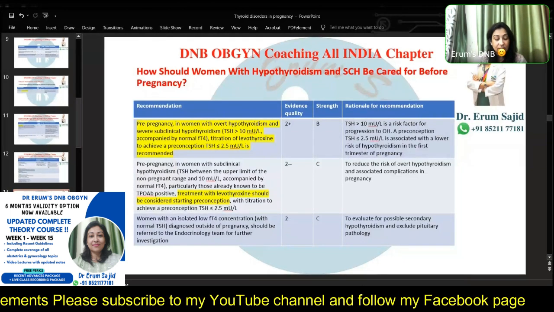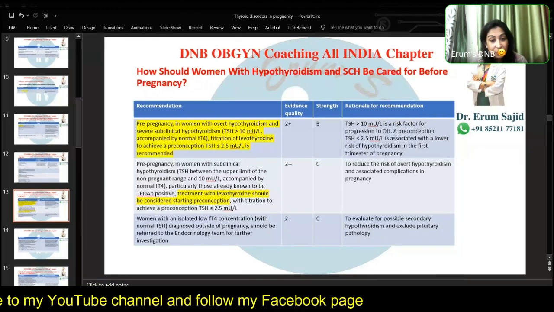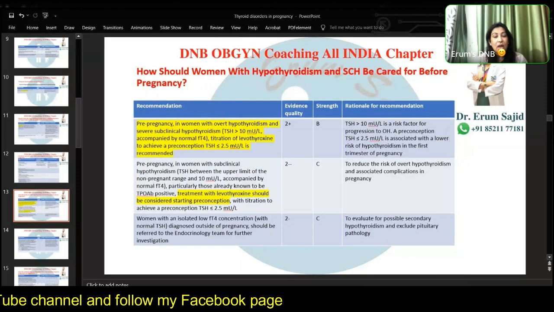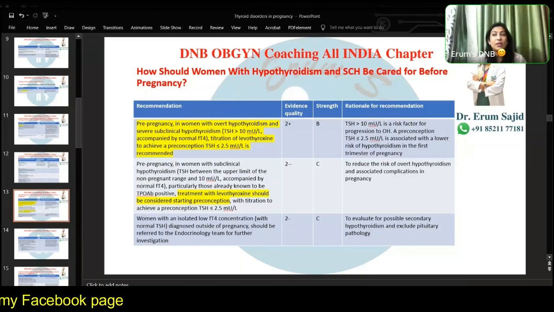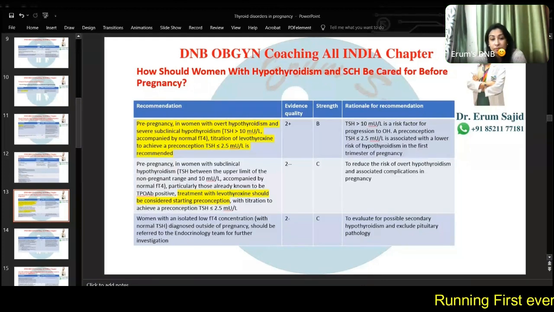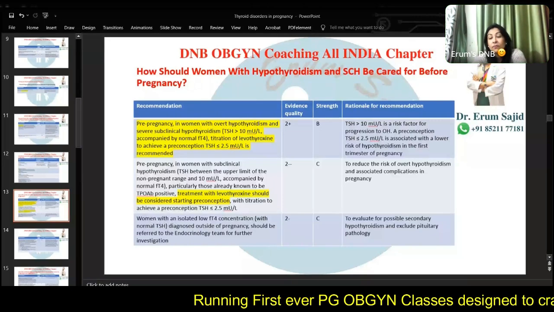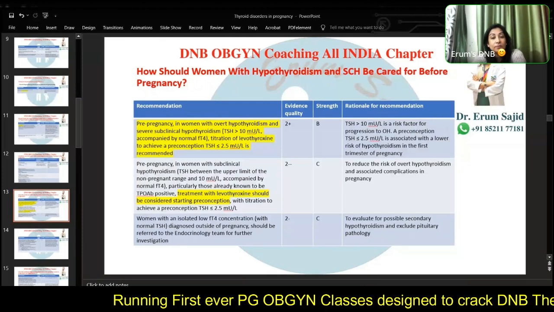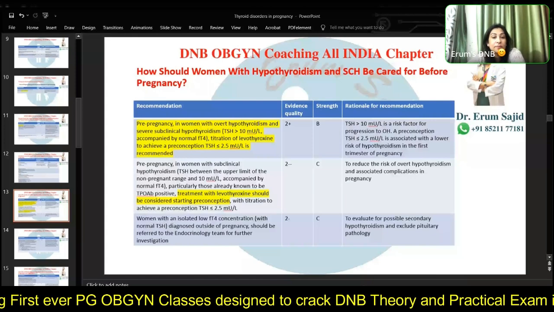Yes. TPO antibody positive and TSH more than 2.5, she should be given levothyroxine. Great. Okay, what do you say if it is not? Let's say that TSH is 3.5 and anti-TPO is absent. Now what? Then what? Anti-TPO is not positive and it's 3.5. What do you want to do with these women?